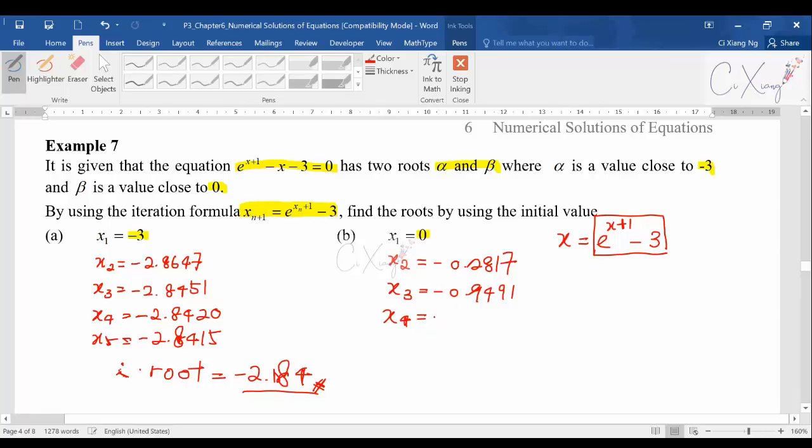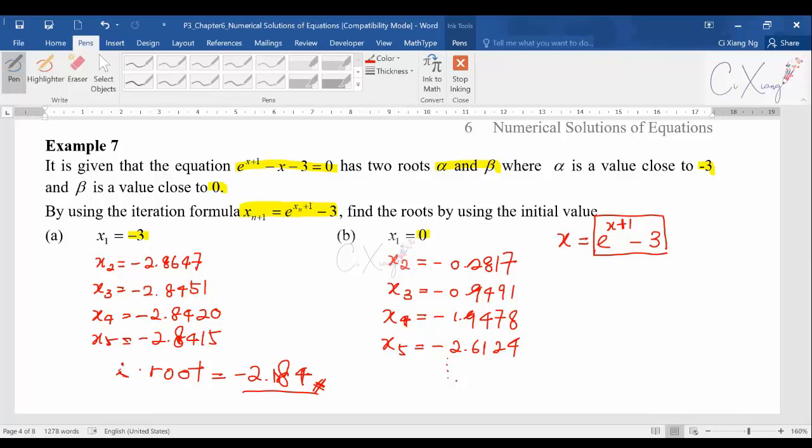Then what else will you have? You have negative 1.9478. Then what is the x5? For the x5, you'll get negative 2.6124. And after that, if you continue further, you'll see that the value will become more and more negative. It will not converge or lead you to one value.